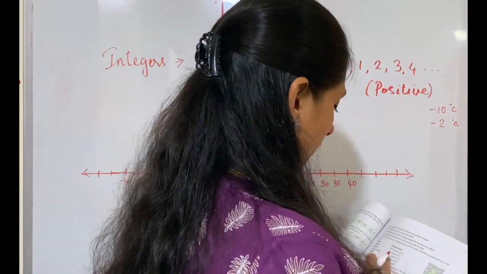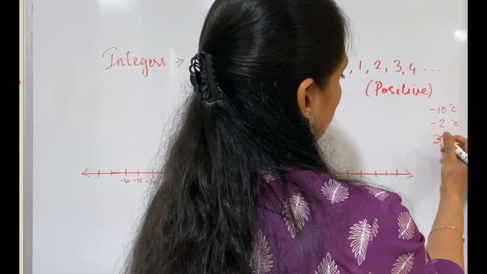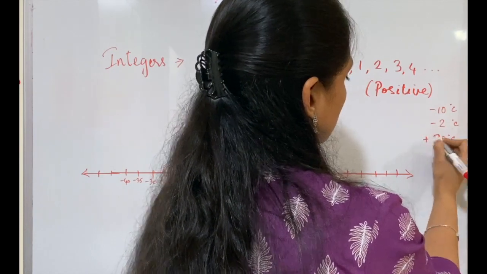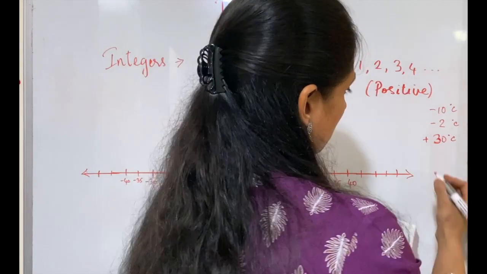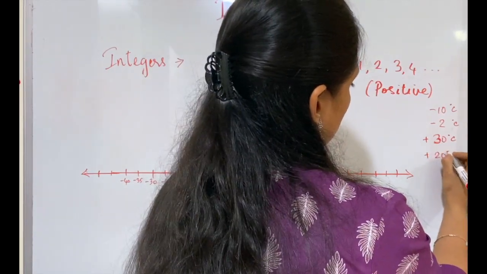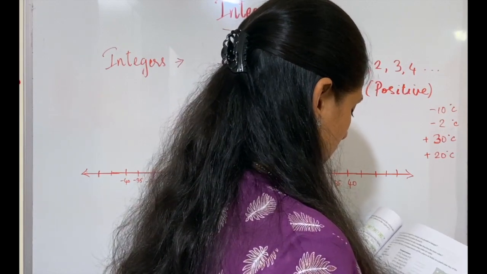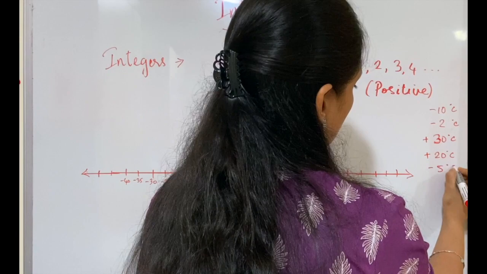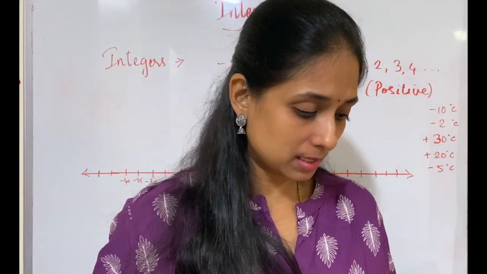Next one, in Ahmedabad, it is 30 degrees above 0 degrees. So we can just write 30 degrees C, or we can say it is plus 30 degrees C. 20 degrees above 0 degrees: plus 20 degrees C, or just 20 degrees C. Srinagar, 5 degrees C below 0 degrees. So that will be minus 5 degrees C. That is the problem.